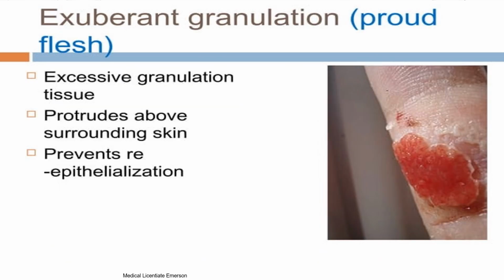Okay, then this is exuberant granulation or proud flesh. This is excessive granulation tissue, it protrudes above the surrounding skin. And this will just prevent re-epithelialization when you have that excessive granulation tissue.